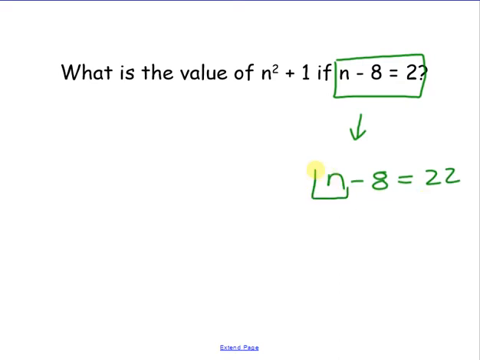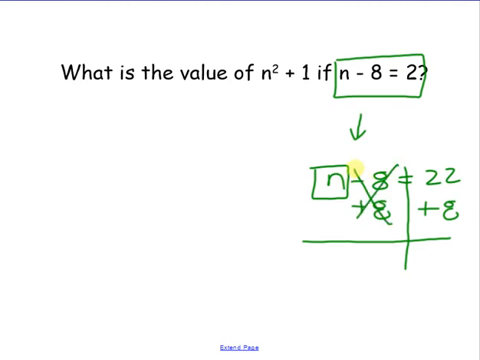Put a box around the variable. What's attached to it? A minus 8. What's the opposite of minus 8? Plus 8. Whatever you do to one side, you do to the other. Golden rule. Minus 8 plus 8 cancels out, and you're left with n equals 22 plus 8 is 30. n equals 30, but that's not the answer to your problem.